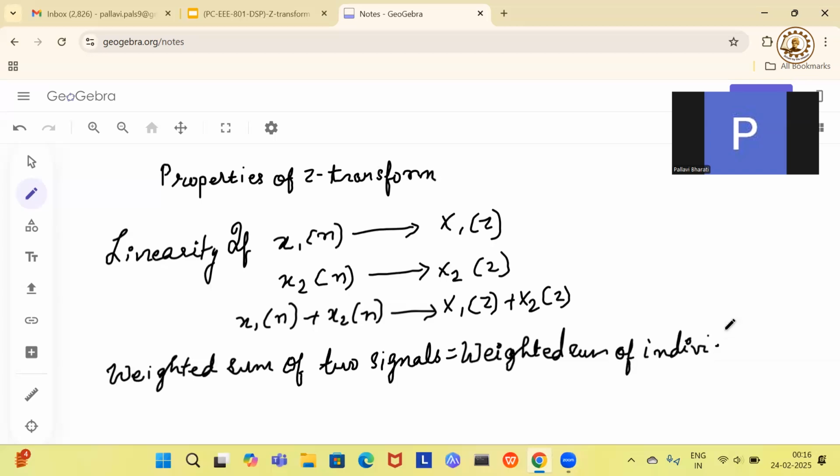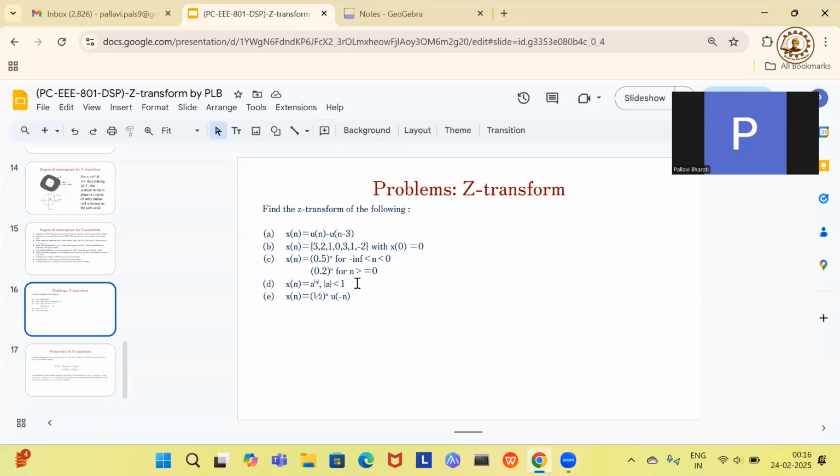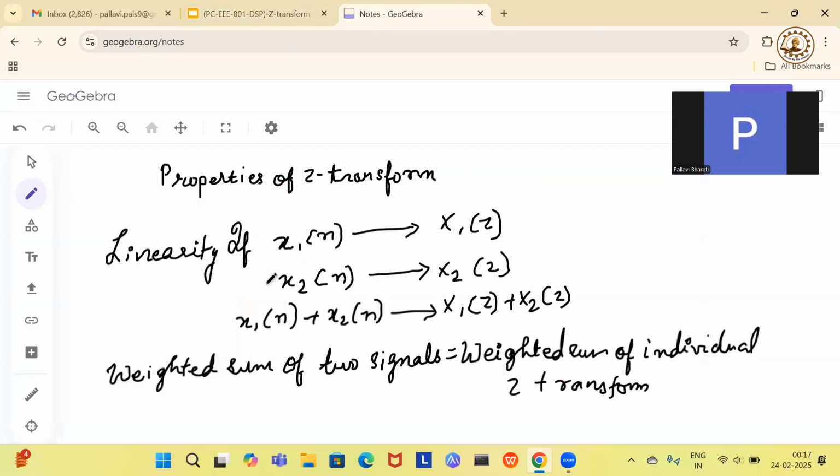Right, because we had this question, the first question only, u[n] minus u[n minus 3], which you had on the previous day. So u[n] was one signal, you can take it as x1[n], and u[n minus 3] is the other signal, or you can even take it as minus u[n minus 3]. That is the second signal. So the Z transform of u[n] and the Z transform of minus u[n minus 3] will together become the Z transform of this whole thing. That is what is meant by the linearity property.